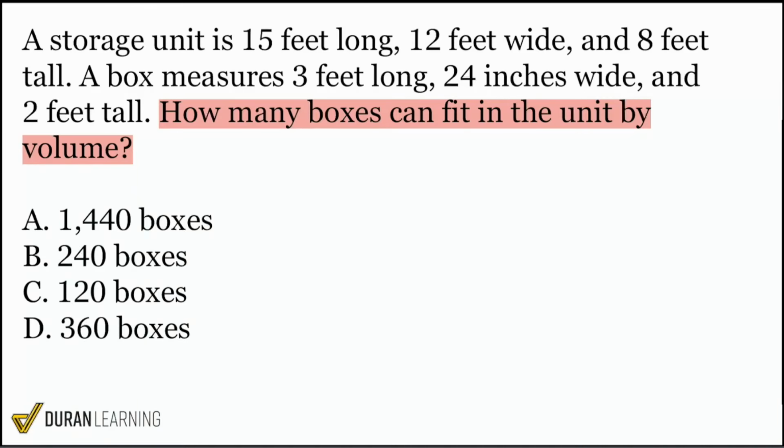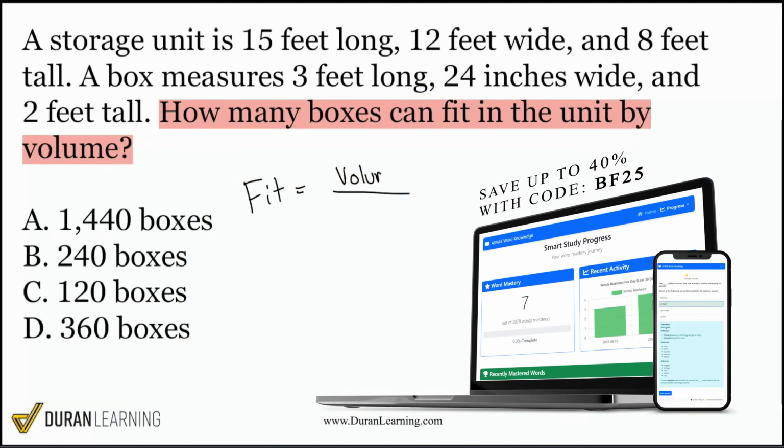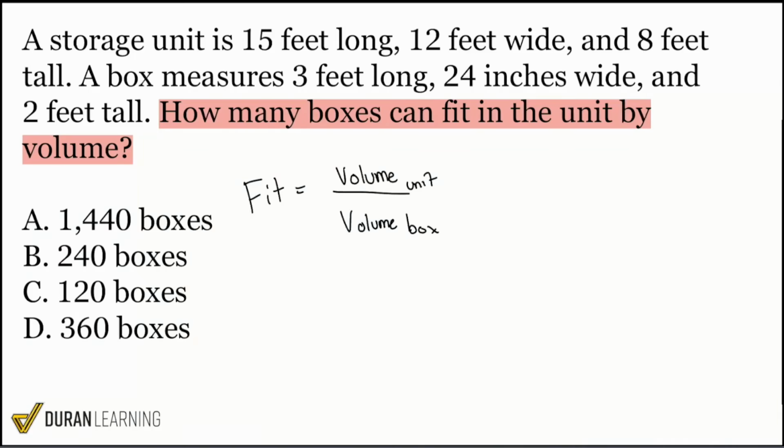My answer to see how many fit is going to be the volume of the unit divided by the volume of the box. That's really how we're going to do this. Again, when we divide, we're going to see how many of one fits into the other. In this case, how many boxes will fit into the unit. So you have that total volume for the unit, total volume for each box, and when you divide, you'll see how many can fit. Just like that.